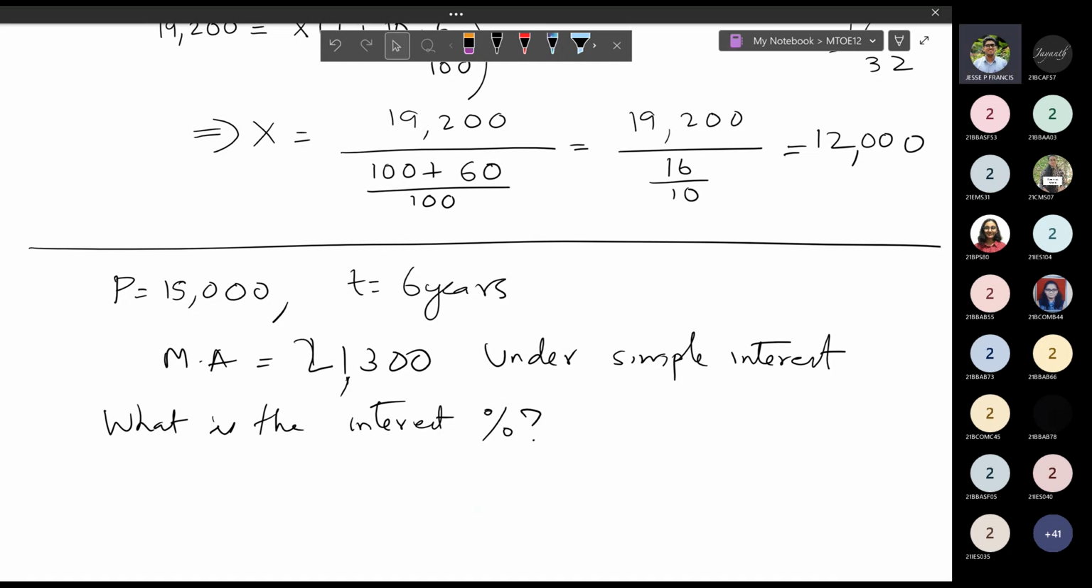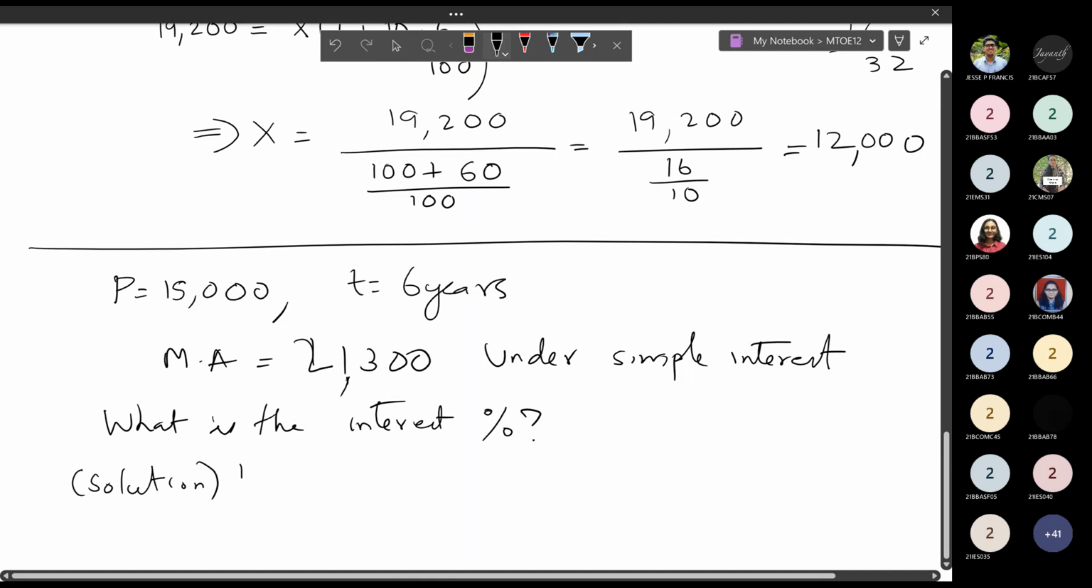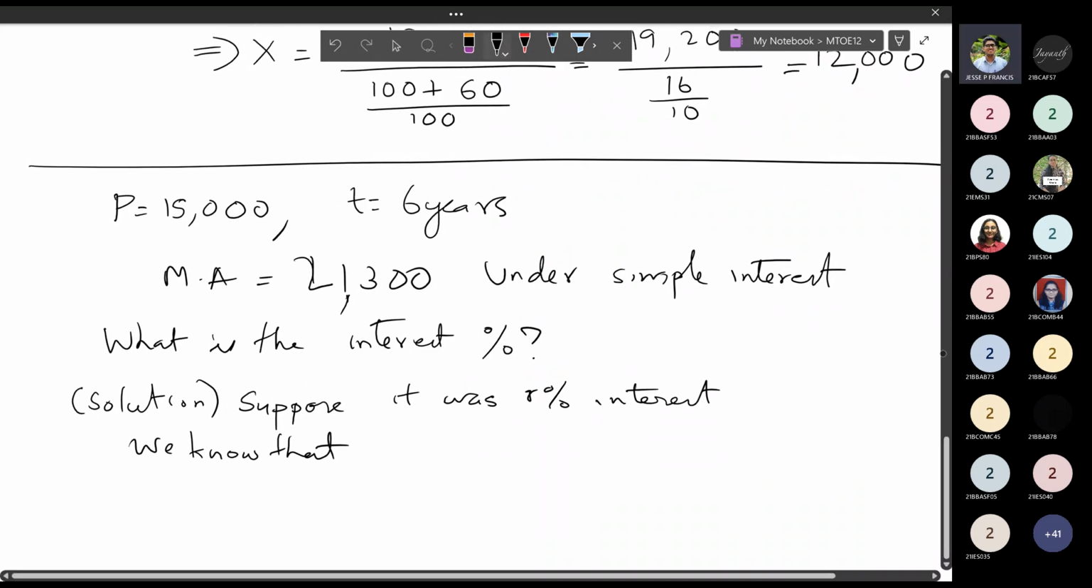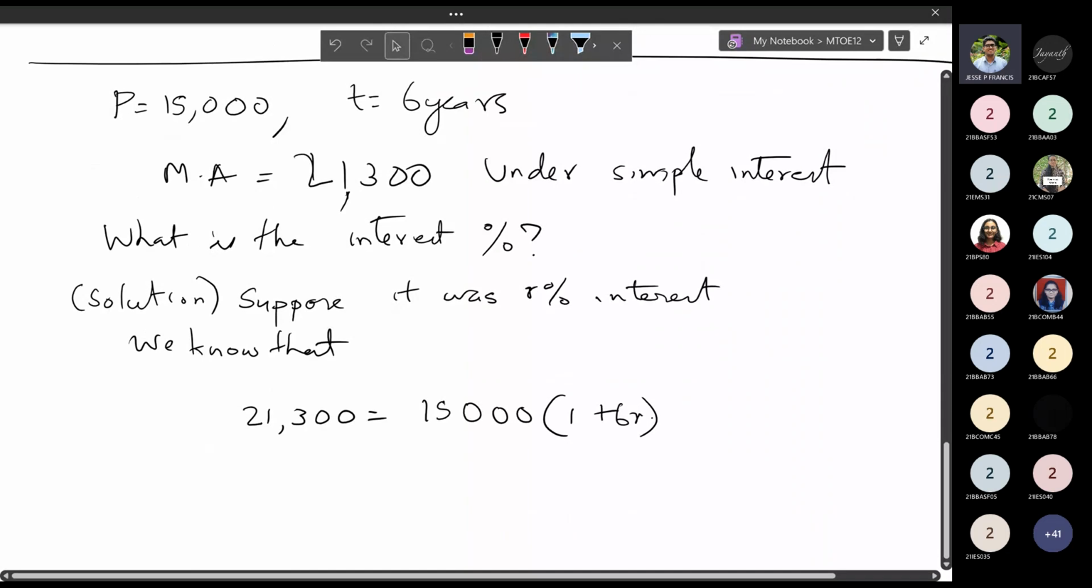Can you calculate it? Same thing, use the formula and find out what is unknown. Here, what is unknown is R. Therefore, let's see. Solution. Suppose it was R percentage interest. Then we can use the formula. We know that our maturity amount is equal to principal into (1 plus R into 6). From this, we have to find R.